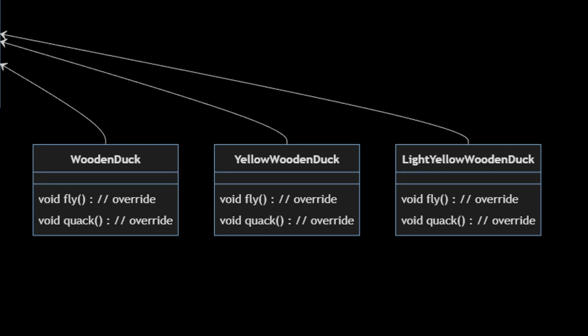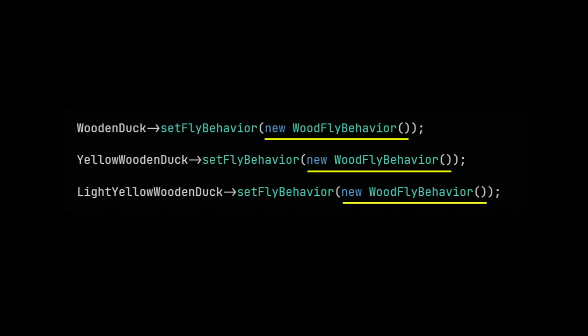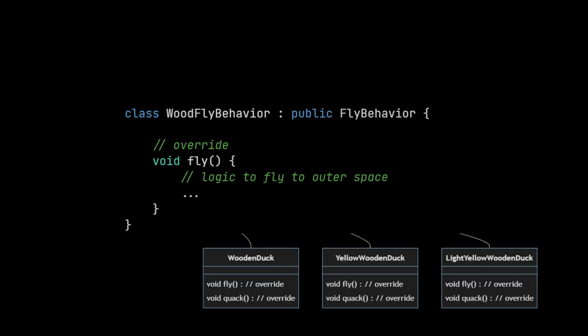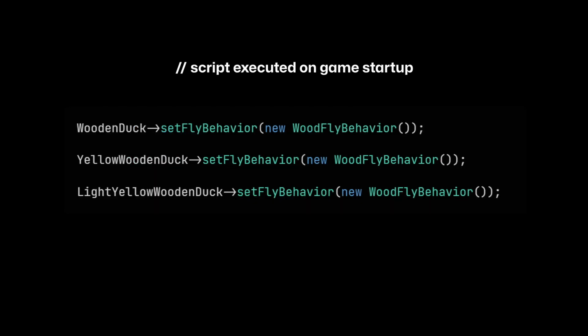But now the client wants all of the wooden ducks to start flying up to outer space, which was not the case that was programmed initially. But luckily, we do have a common flying behavior assigned to all of the wooden ducks. So now we simply need to change the wood fly behavior and implement the outer space flying logic in it. And we didn't have to make changes to all of the wooden duck classes one by one. These changes will be reflected in the game whenever the game startup routine re-initializes these ducks.